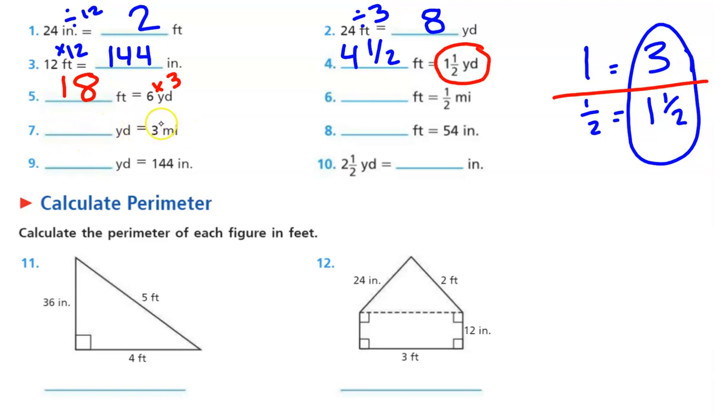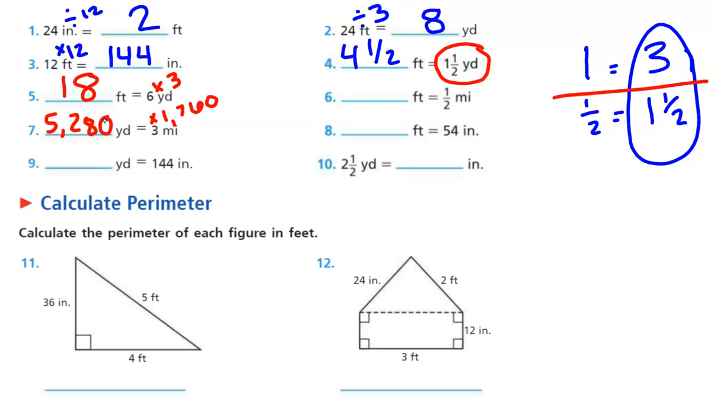So how many yards are there in a mile? You'd have to look back at that chart. I happen to know that it's 1,760, which means I'm going to multiply those together. Okay, so 3 times 1,760 is 5,280 yards.